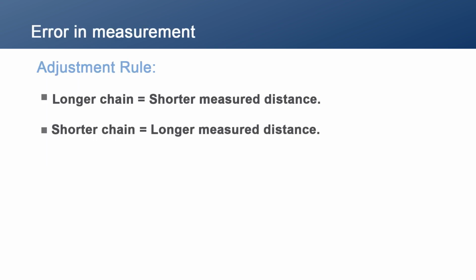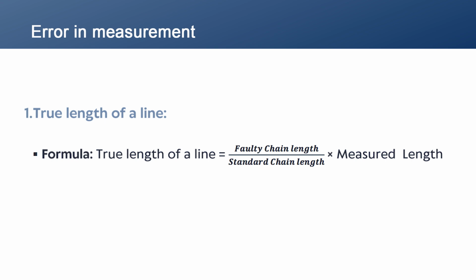So here are some of the golden rules to remember. If the chain is too long, your measured distance will be shorter, and if the chain is too short, your measured distance will be longer. Now let us understand how to adjust your measurement.